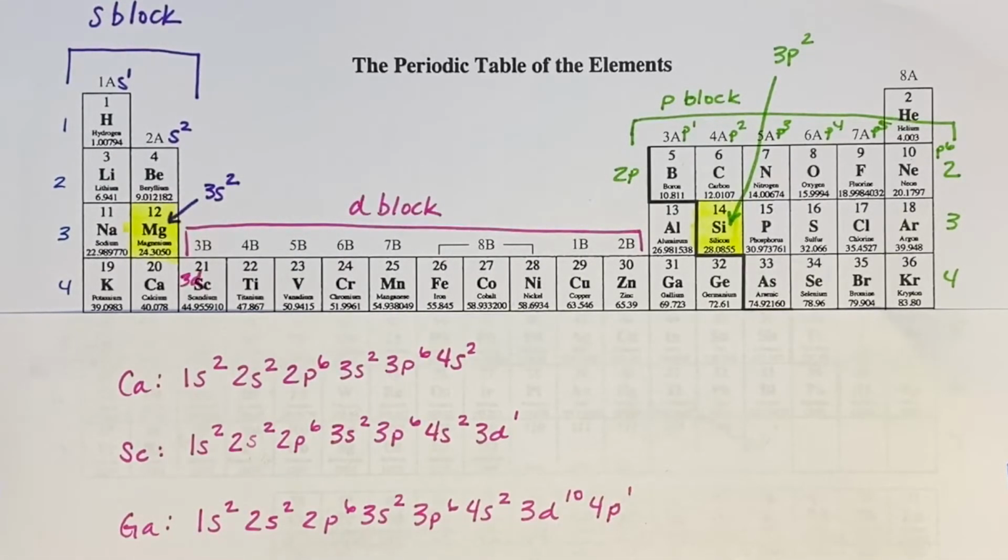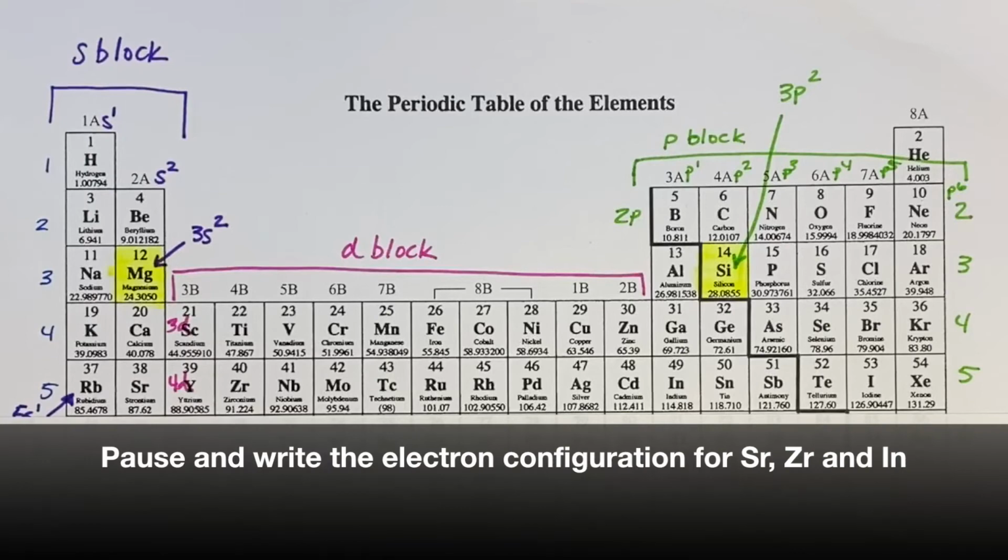Based on its position on the periodic table, I already knew that its highest energy electron would be placed in a 4p orbital, and that its electron configuration would end in 4p1. I want you to pause the video and write the electron configurations for strontium, zirconium, and indium.